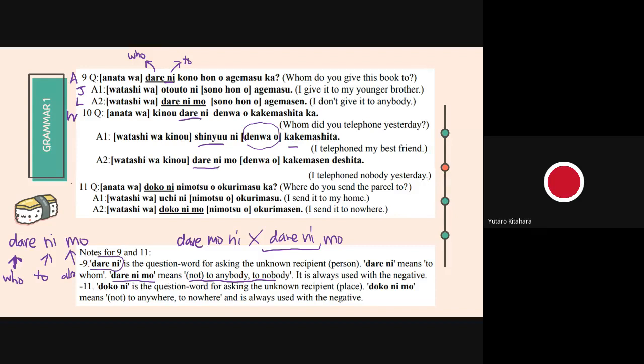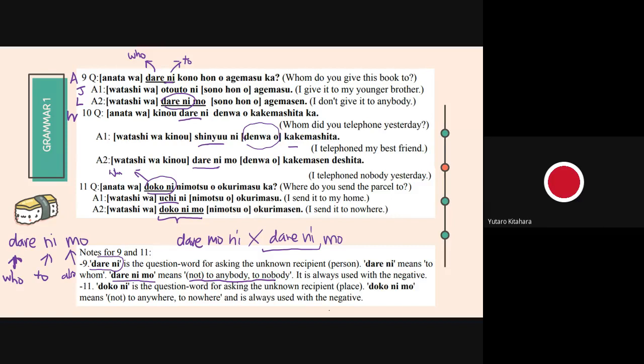Okay, 11 is the same as 10, except just now was dare ni, to who. Now it's doko ni, to where, okay? Because doko is where, everyone knows that. Okay, nimotsu o okurimasu ka, you send a parcel to where, okay? Uchi ni okurimasu, I send it home. Okay, I send home. Doko ni mo, same thing. Just now was dare ni mo, right? Doko ni mo okurimasen. I didn't send to anywhere. Okay, I didn't send to anywhere.